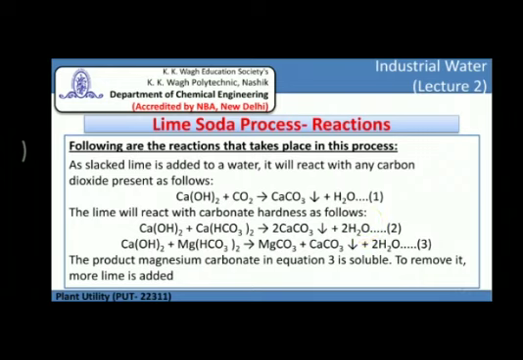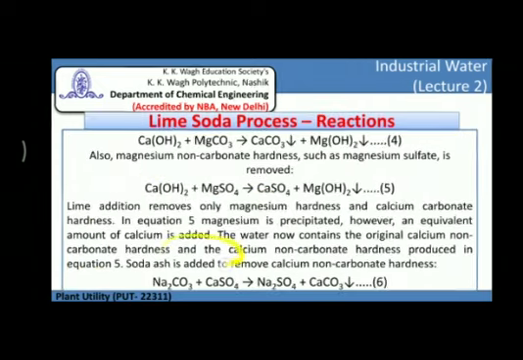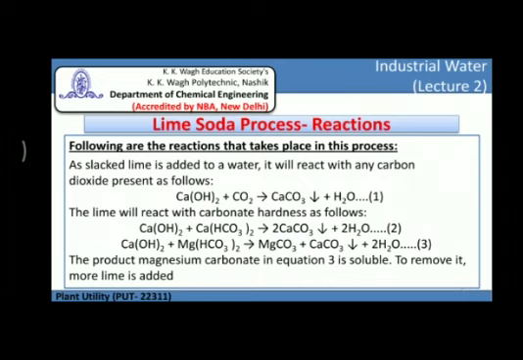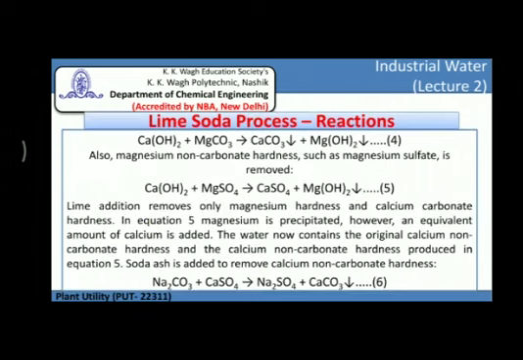In reaction 3, we can see lime, that is calcium hydroxide, reacts with the magnesium bicarbonate which is present in the water. It will form magnesium carbonate, calcium carbonate, and water molecule. Here magnesium carbonate is in dissolved form and calcium carbonate is in undissolved form. To remove this magnesium carbonate from the water, we need to add more lime to the process. So in reaction 4, we can see calcium hydroxide, that is lime, is added to remove the magnesium carbonate.